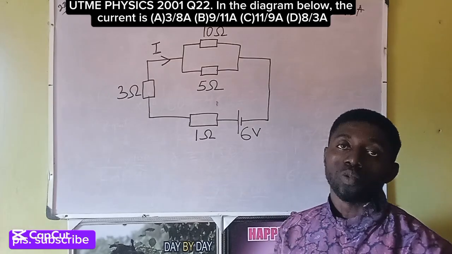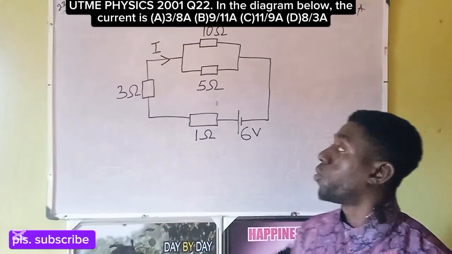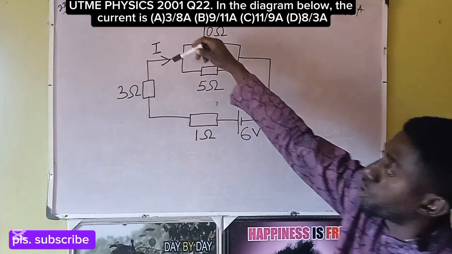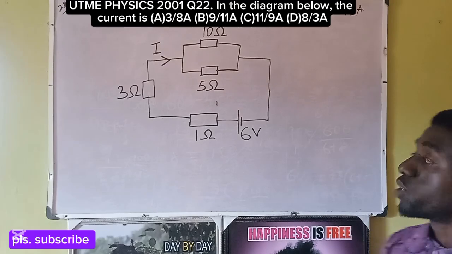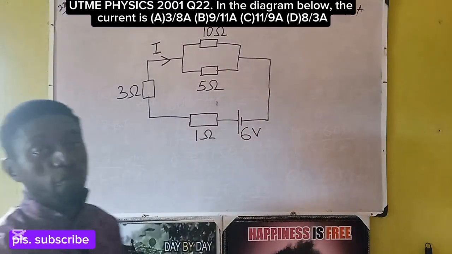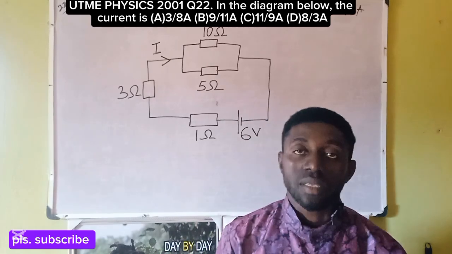Question number 22. Jump past question 2001. In the diagram below, the current X, we can see the symbol for current, capital I, the current X. When you see this type of question, face it with confidence.